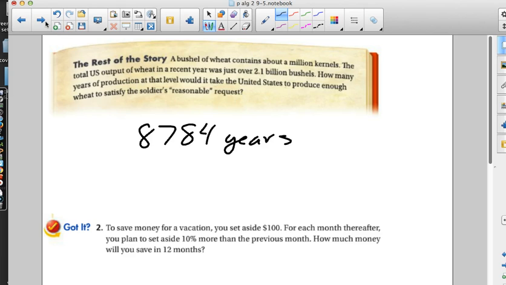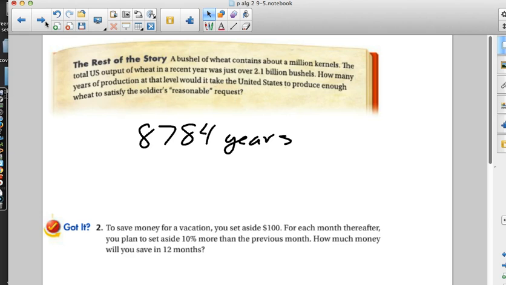as a country to fill that soldier's request for that wheat. So, like I said, the reality is this probably didn't happen, or if it did, the guy was soon dead once the king figured out what he'd really done to him. You don't kid a king. You just don't back in those days.